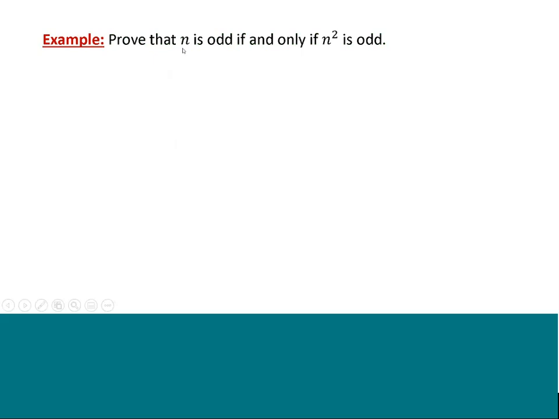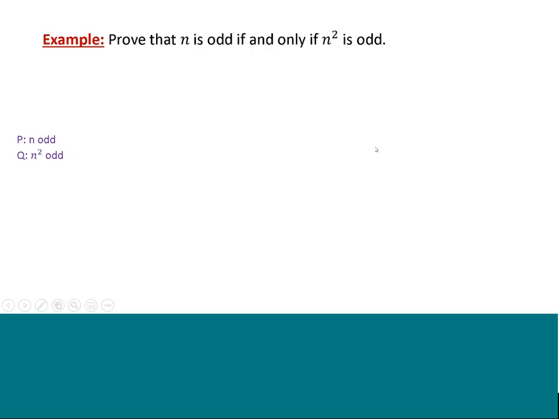So we want to prove, let me read what's written: prove that n is odd if and only if n squared is odd. Now, this is broken up into two components. You're looking at when n is odd, and you're looking at when its corresponding perfect square, n squared, is odd. Okay? So maybe we take the first part to be p and the second part to be q.